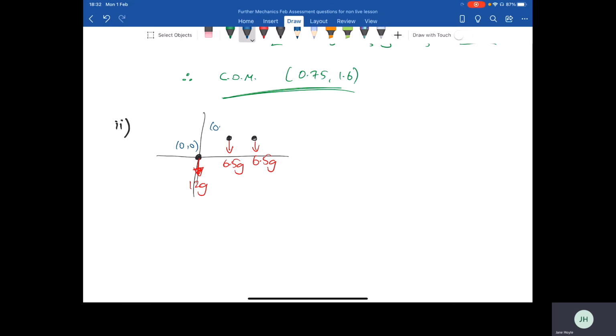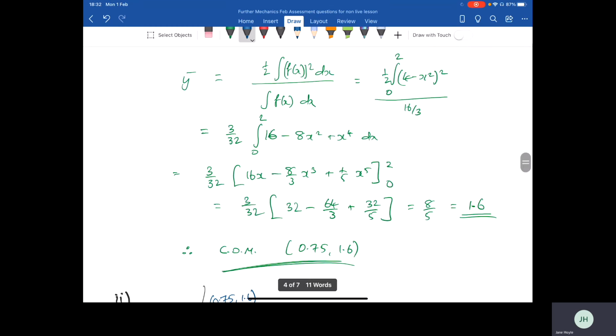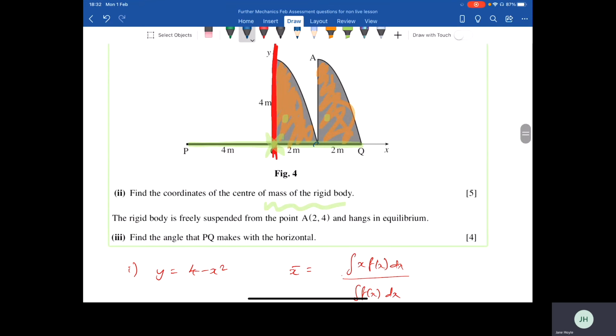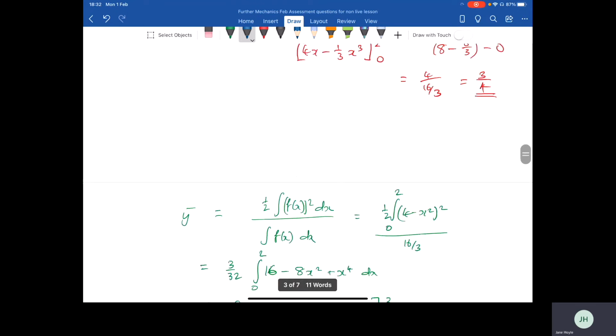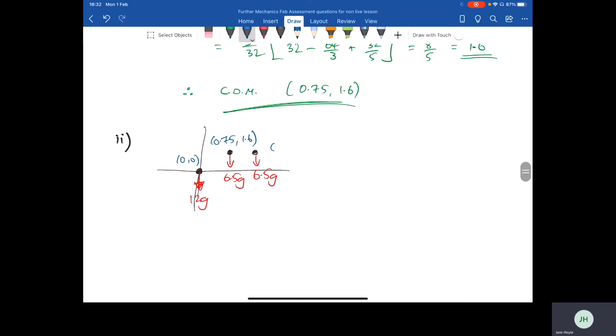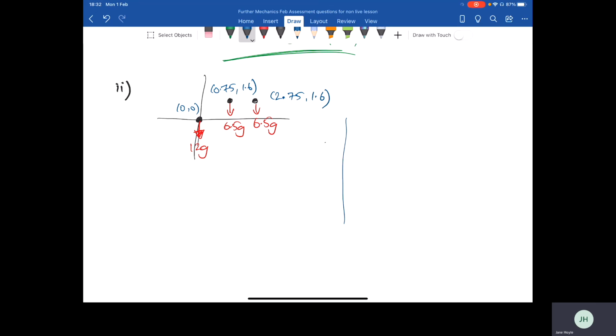I know that the centre of mass of the first lamina is 0.75, 1.6, but then the second one is starting 2 along, so it's going to be 2 plus the 0.75. So the second one will be at 2.75, but then it's going to be 1.6. And so we use these little tables, didn't we, to keep track of what's going on. So firstly, I've got the rod, and then I've got the first little sail, and then the second little sail, and then we've got the total shape.